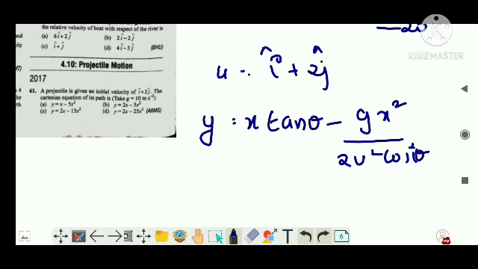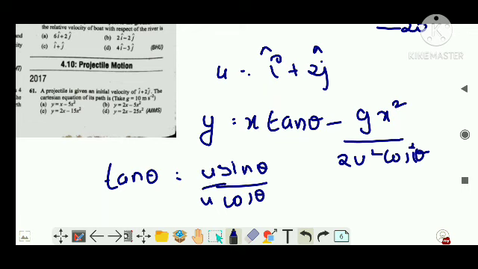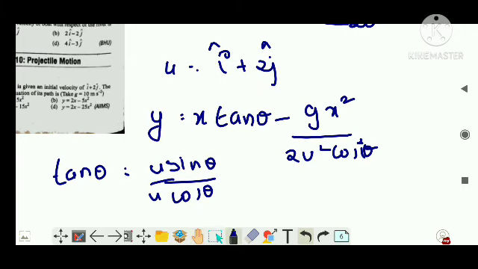So this tan theta, what is tan theta, guys? Remember that you can also write it like this: tan theta is equal to sin theta by cos theta, right? Or I can just add u over here. Does it make any difference? No, right?